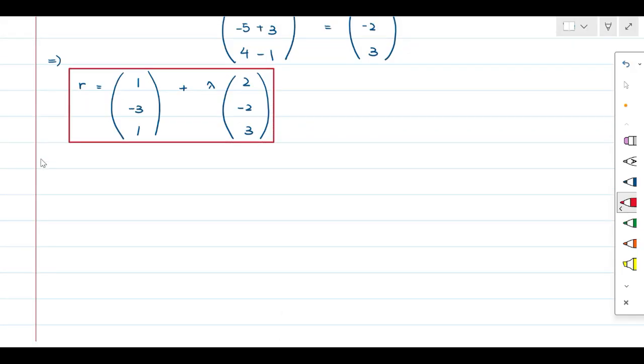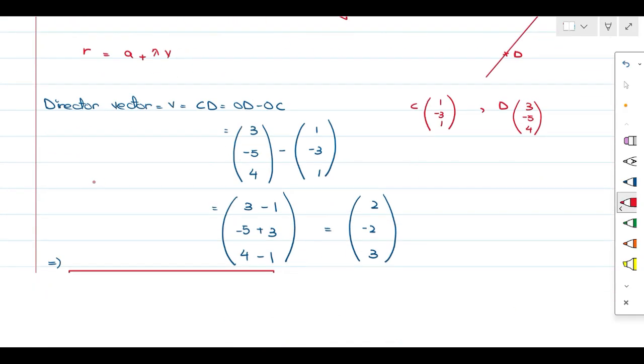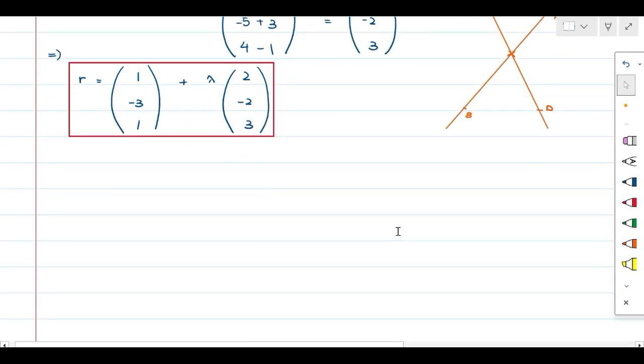Now we need to find the position vector of the point of intersection. What does it mean? It means that, let's say there is a line which passes through the points A and B, and there is another line which passes through the points C and D, and they have a point of intersection. So we need to figure out the position vector for this intersecting point. For this we need to put both of them equal to find the position vector of the point of intersection, right?